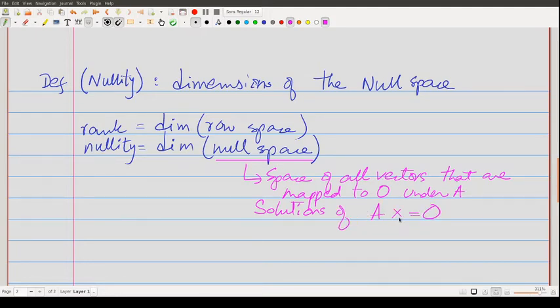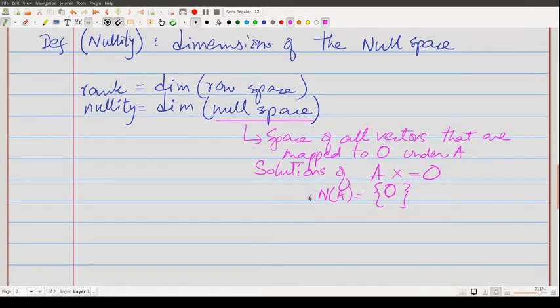So if this has only the trivial solution, then the null space just has the vector 0. So it's possible that your null space could be 0 if AX equals 0 has only the trivial solution, and the null space could have some other collection of vectors if you don't have just the trivial solution for this. All right, so that's the rank and that's the nullity.